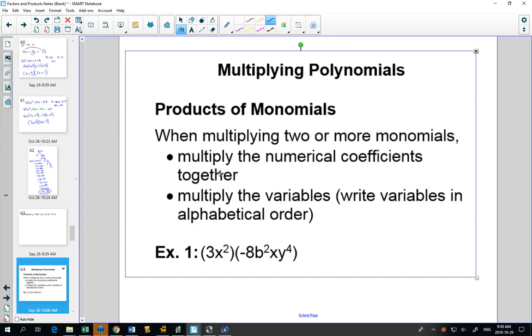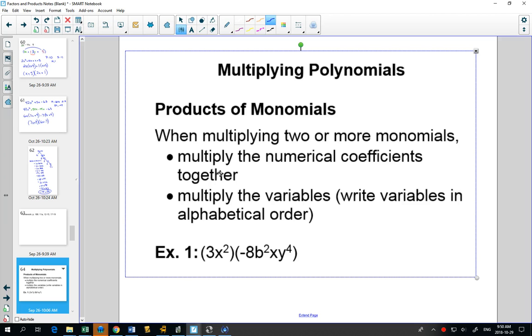Multiplying polynomials. In grade 9, you multiplied monomials together. This combined your algebra unit in grade 9 and your exponents unit in grade 9. And when you're multiplying two monomials, a reminder, a monomial is something that is one term. And when you multiplied two monomials together, you multiplied the numbers together.